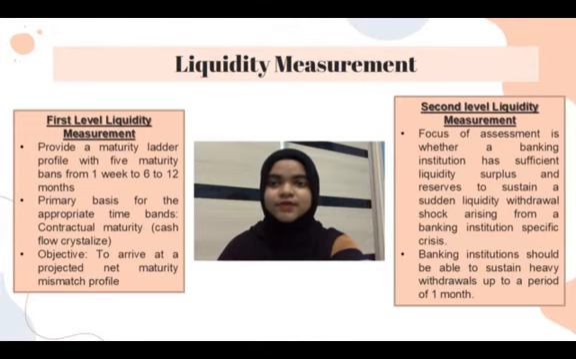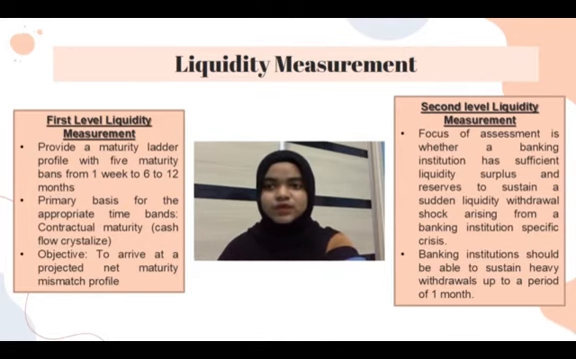The objective of this first level liquidity assessment is to arrive at a projected net maturity mismatch profile of a banking institution stretching from 1 week for commercial banks, 3 days for investment banks, to 1 year.